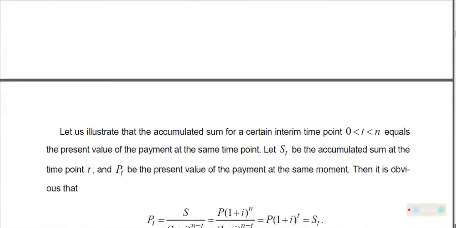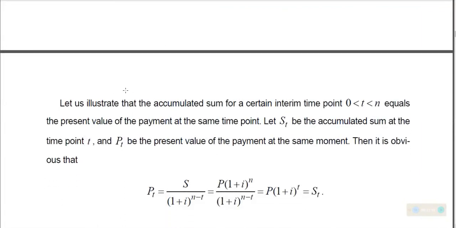Let's continue. So let us illustrate that the accumulated sum for a certain interim point t greater than 0 but less than n. Pag magbabasa kayo ng inequality na ganito, lagi kayo magsisimula sa gitna ha. So that is t greater than 0 but less than n. Hindi siya 0 less than t less than n. No, that is wrong. It should be t is greater than 0 but less than n. Equals the present value of the payment at the same time point.